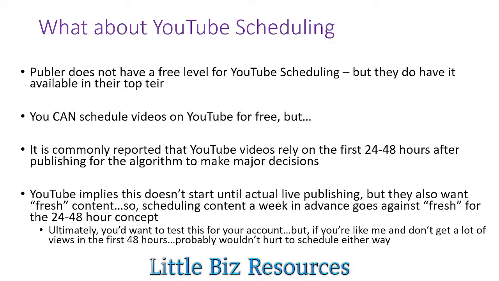YouTube itself has said that it doesn't really count that until it's actually live. So if you have it private and then you push it public, theoretically the 24 to 48 hour count should start when you go public. However, they also say they want fresh content. So they think if you're going public, the next 24 to 48 hours is the most important. But if you schedule content a week in advance, I'm wondering why YouTube would think that making it from private to public would make that fresh content, which is what they also want.